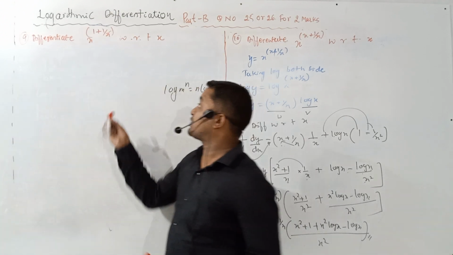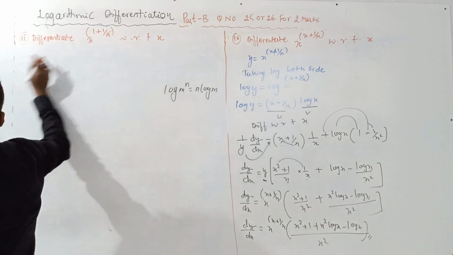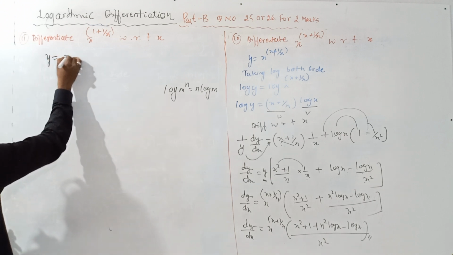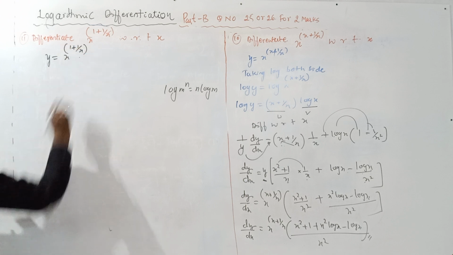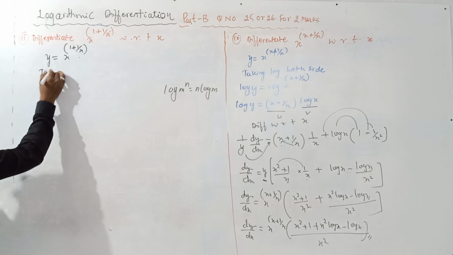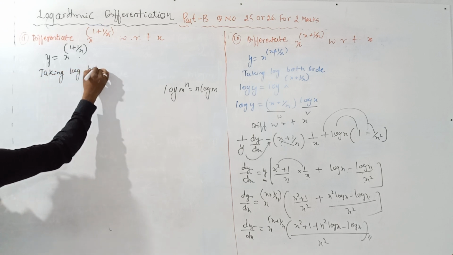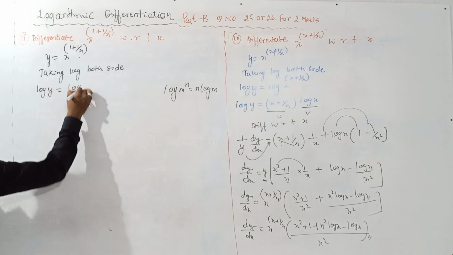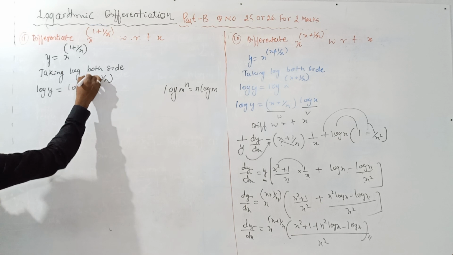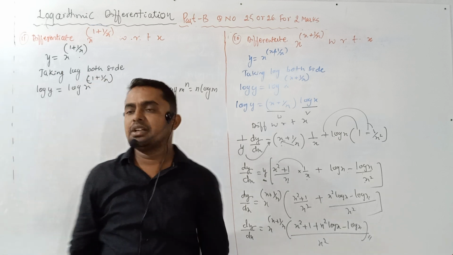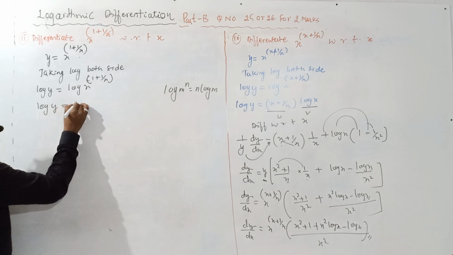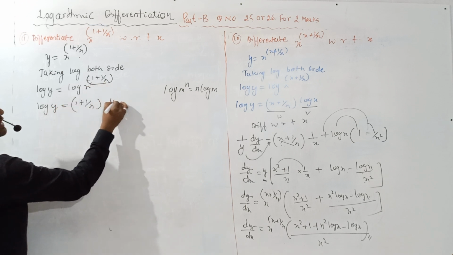So let's take another problem, question number 11: differentiate x raised to 1 plus 1 by x with respect to x. Take y equal to x raised to 1 plus 1 by x. Taking log both sides in the same manner as we did in all the problems, log y is equal to log of x raised to 1 plus 1 by x. Log m raised to n is n into log m, so log y is equal to 1 plus 1 by x comes to the front, times log x.